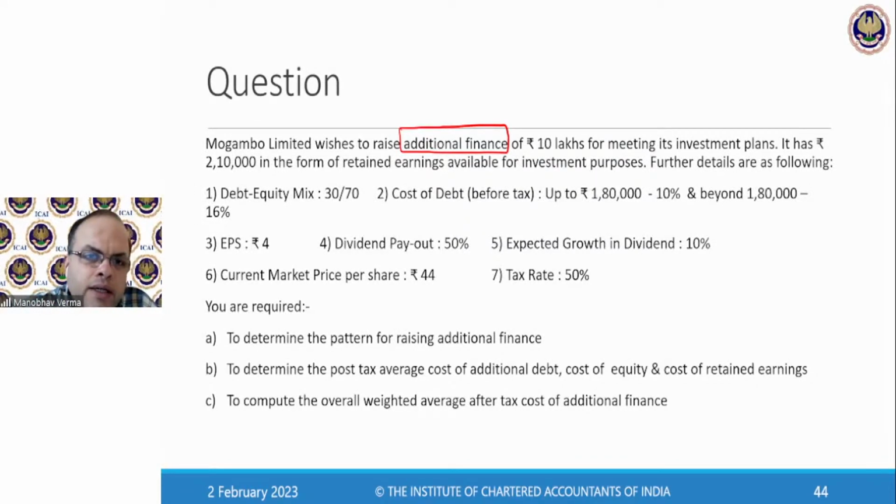Debt equity mix 30/70. Cost of debt before tax up to 180 is 10. Mind you, it is before tax, so we might have to worry about that. Tax rate is given to us as 50%. So up to 180 is 10%, and beyond that it is 16%. So if it is before tax, we are concerned about 5% here, and 8% here, because those are after-tax numbers. EPS, dividend payout, expected growth rate and current market price are given. We need to determine the pattern for raising the additional finance here.